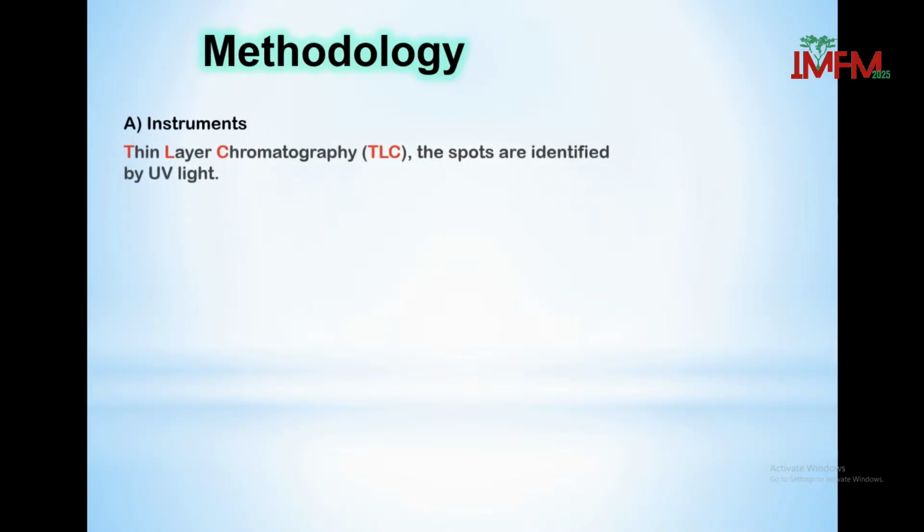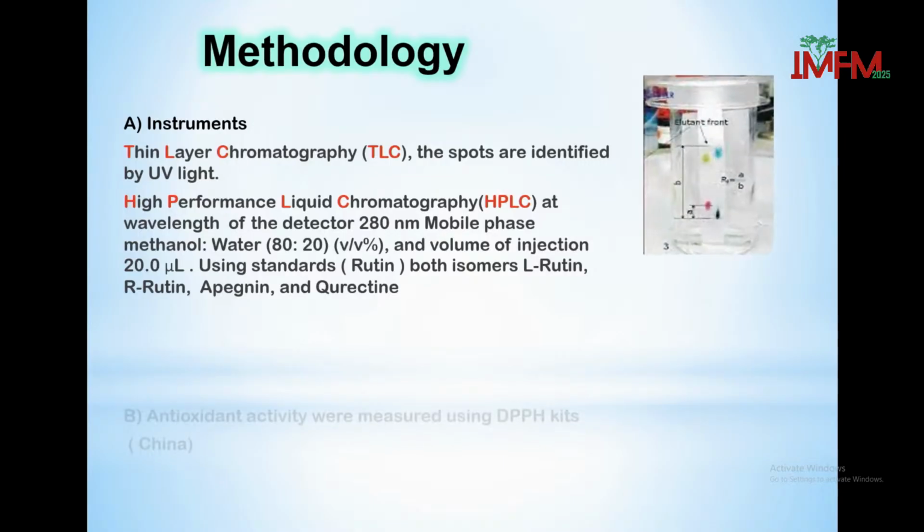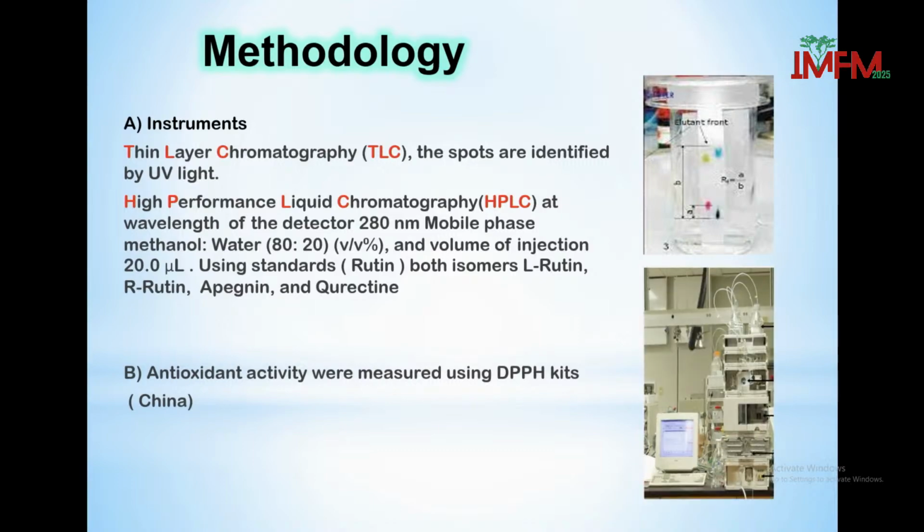The methodology deals with the experimental work. First of all, the instruments used will be TLC, thin layer chromatography, and high-performance liquid chromatography, HPLC, with different detectors, using the TLC plate, and finally, antioxidant activity after separation and extraction of polyphenol compounds.